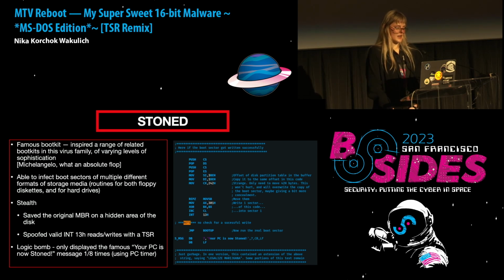And of course, it had the lovely logic bomb, which displayed, you can see it on the right there, the famous "your PC is now stoned" message. And the logic bomb part of that was that it was only displayed 1 out of every 8 times, which was determined based on the PC timer, so interrupt 1C.